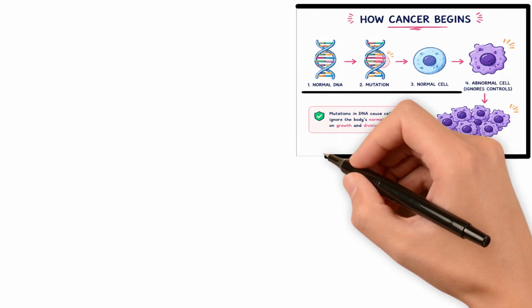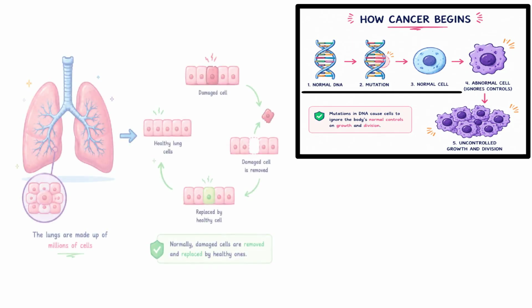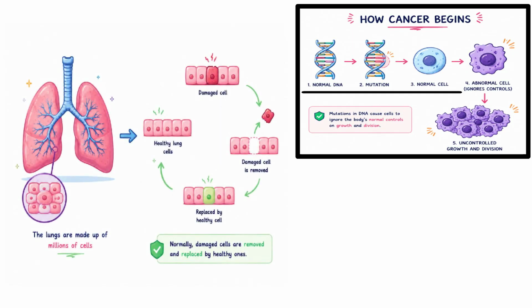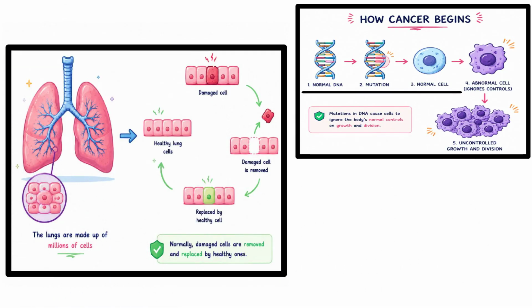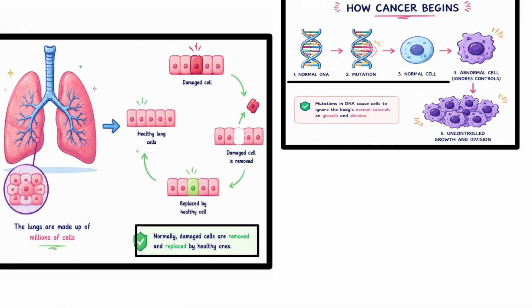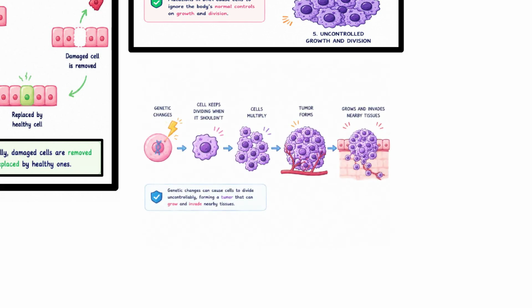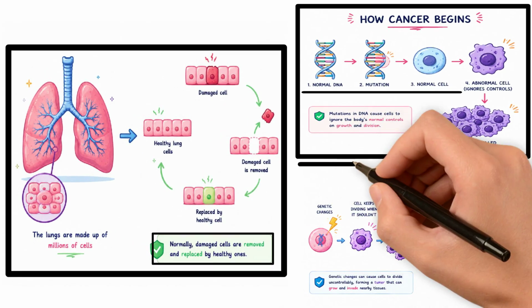The lungs are made up of millions of cells that constantly repair and replace themselves. Normally, damaged cells are removed and replaced by healthy ones. But when certain genetic changes occur, some cells continue dividing when they shouldn't. As these cells multiply, they form a tumor that can grow and invade nearby tissues.